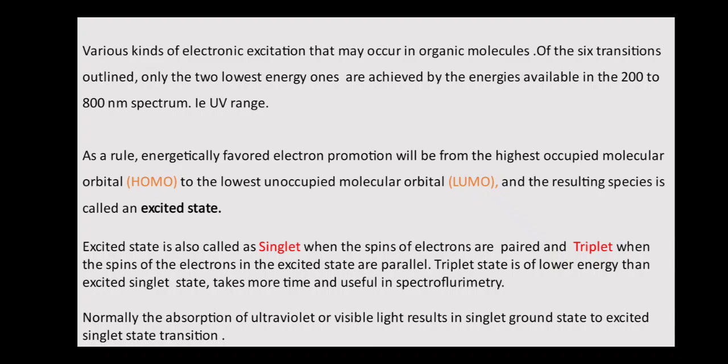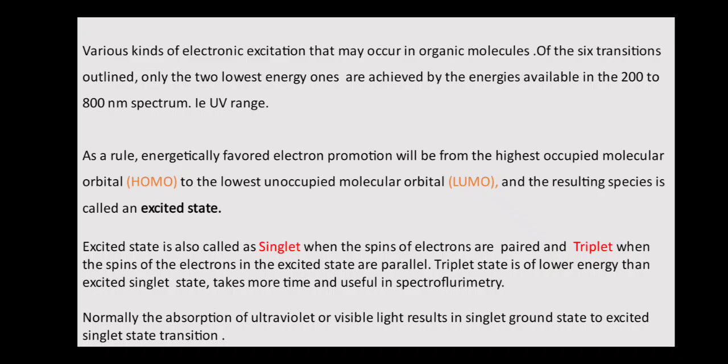Various types of electronic excitations can occur in a molecule, and there are generally 6 types of transitions which occur in the molecule, from the lowest energy level to the higher energy level, and they are in the range of 200 to 800 nanometer spectrum, that is UV range. As a rule, the energetically favored electrons get promoted from the highest occupied molecular orbital to the lowest unoccupied molecular orbital. The resulting species is called the excited state.